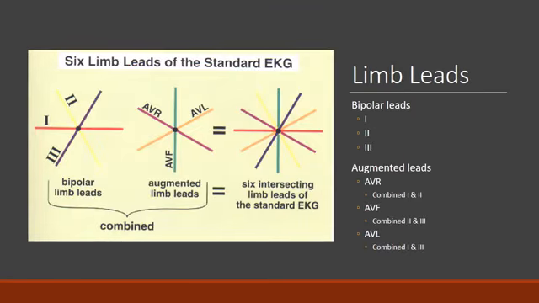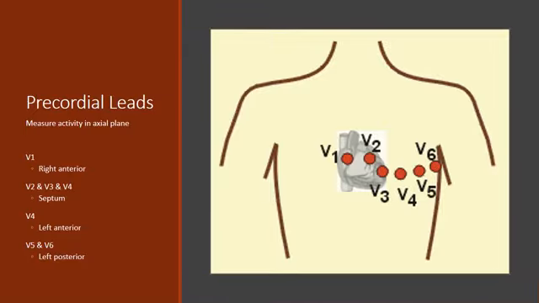So here's our bipolar leads, and then you can see our augmented leads down below. aVR is a combination of leads 1 and 2. aVF is a combination of leads 2 and 3. And then aVL is a combination of 1 and 3. And by being able to combine them together, that gives us some additional information. So you can see now we've got a lot of information that we can glean from the leads placed in this frontal plane.